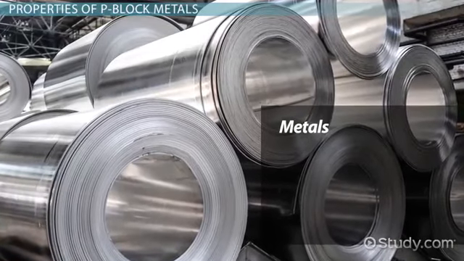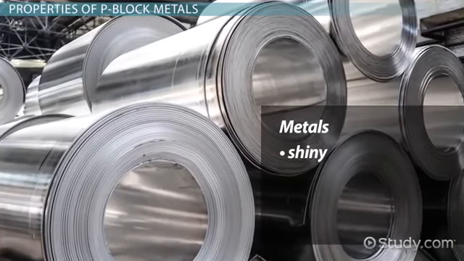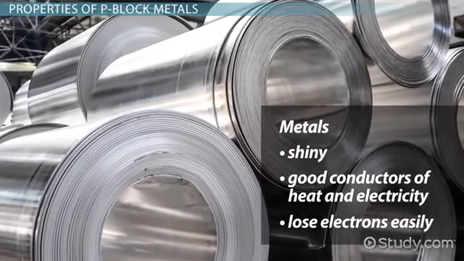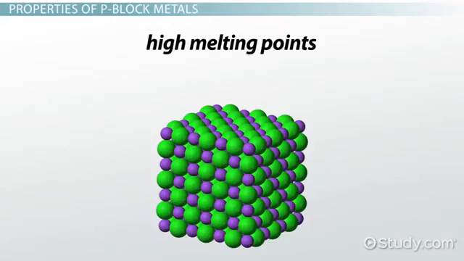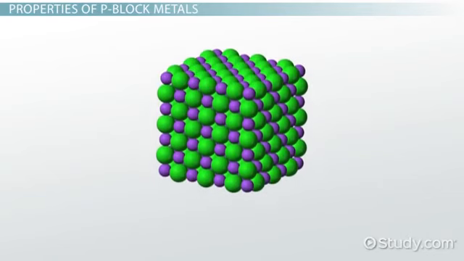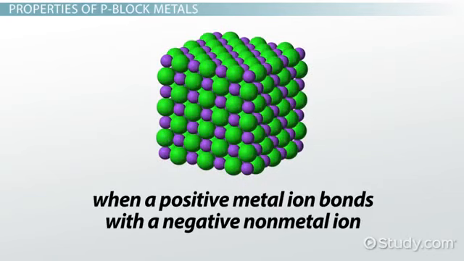P-block metals have classic metal characteristics. They are shiny, they are good conductors of heat and electricity, and they lose electrons easily. Generally, these metals have high melting points and readily react with nonmetals to form ionic compounds. Ionic compounds form when a positive metal ion bonds with a negative nonmetal ion.